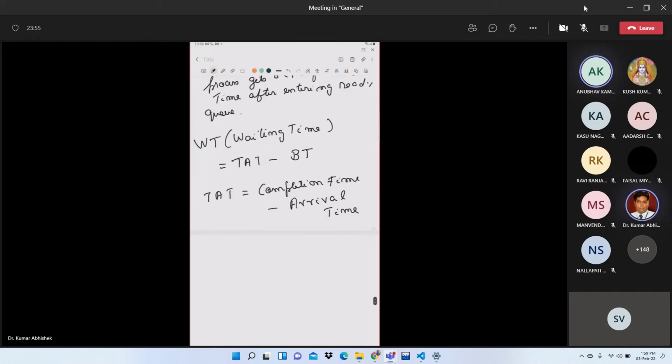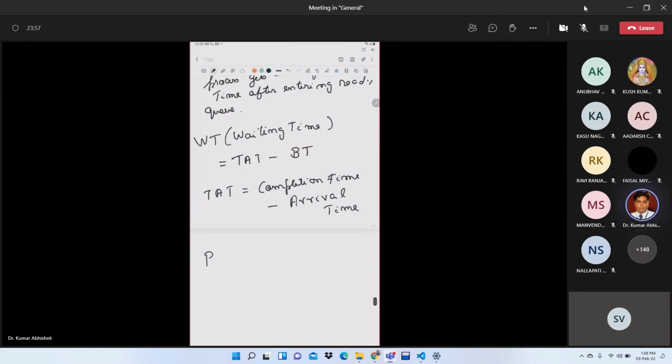See, for example, if P1 has this burst time: 3 minutes of CPU execution and 2 minutes of IO execution. Suppose the CPU waits for 2 milliseconds, then again it goes for 3 milliseconds of CPU execution. It is in run state.